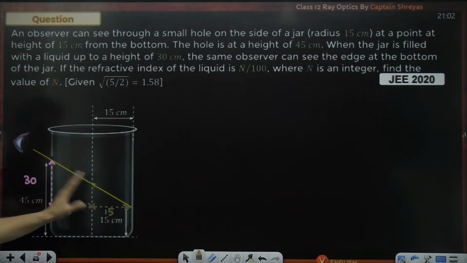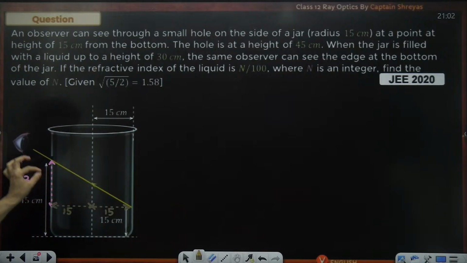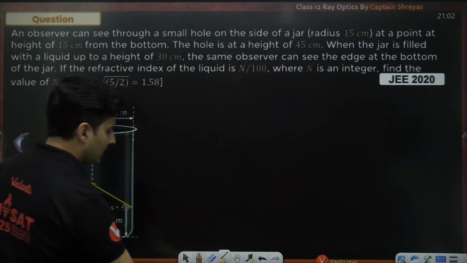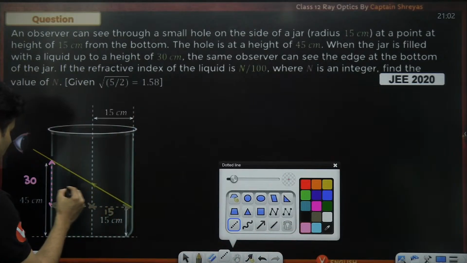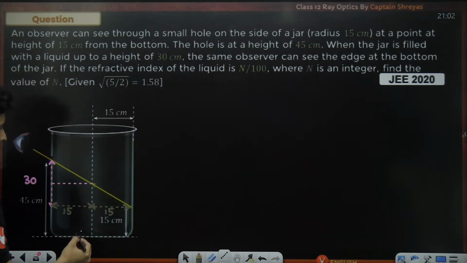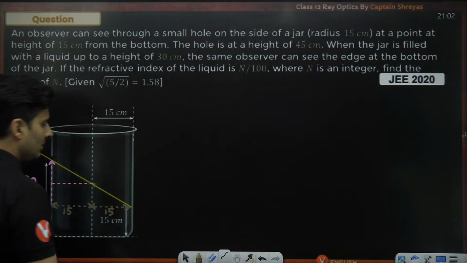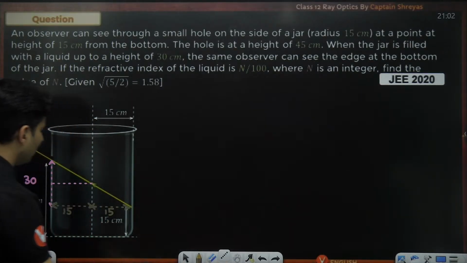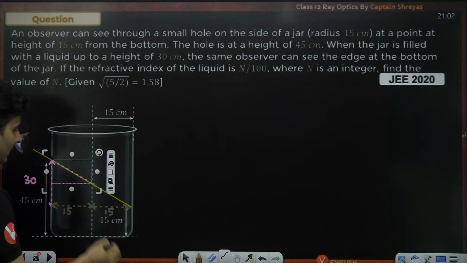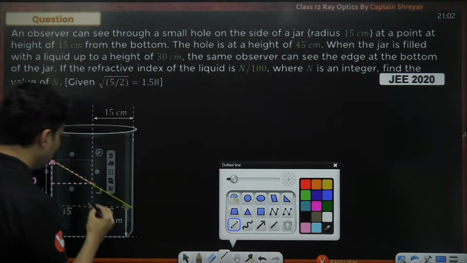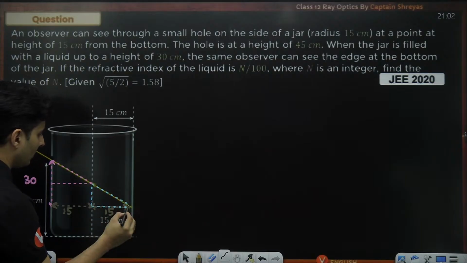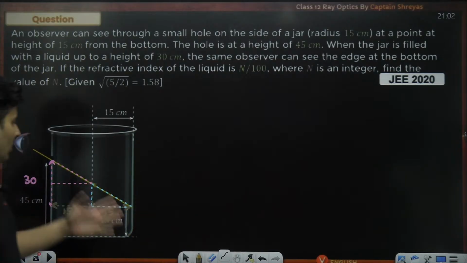So clearly it's a symmetrical diagram. So this will be exactly at the midpoint. So the light is going exactly at the midpoint. I can construct one geometrical figure like this. This and this will also be equal. So this is one triangle which will be equal to another triangle right over here. Both these triangles will be congruent.